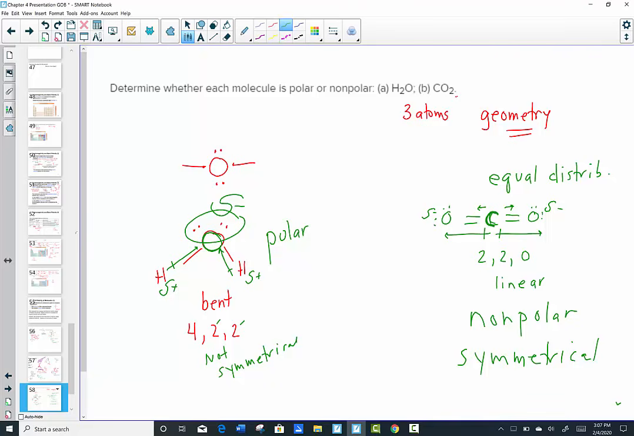There we go. So we said polar and nonpolar. And the secret lies in drawing it out. Make sure you draw before you just decide if something's polar or nonpolar.